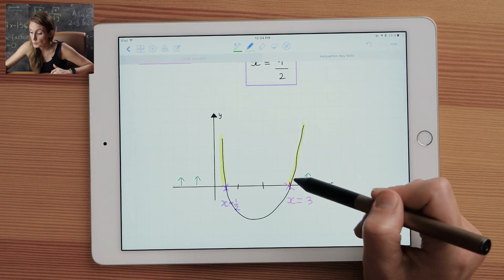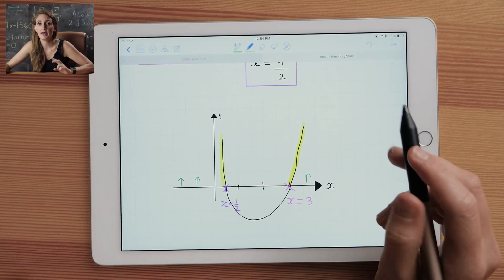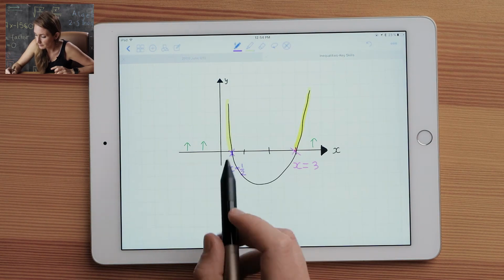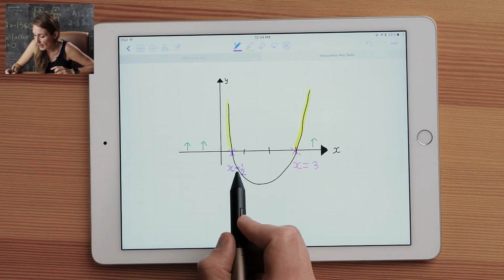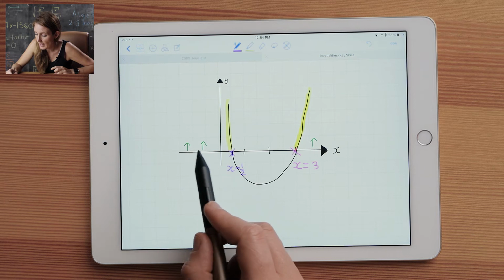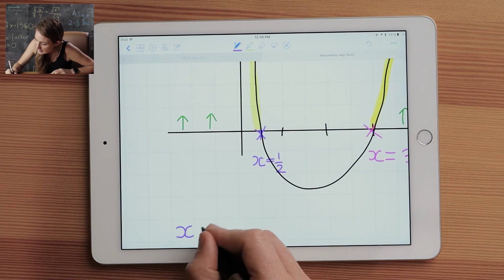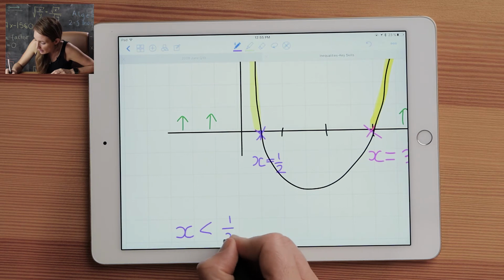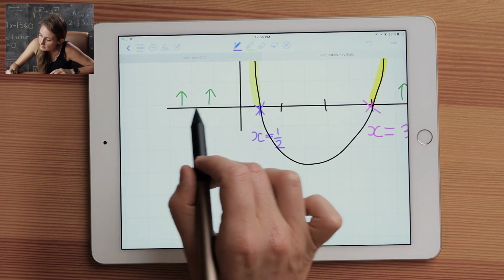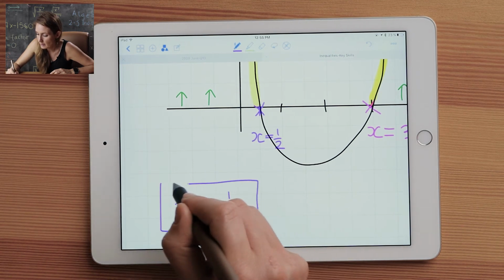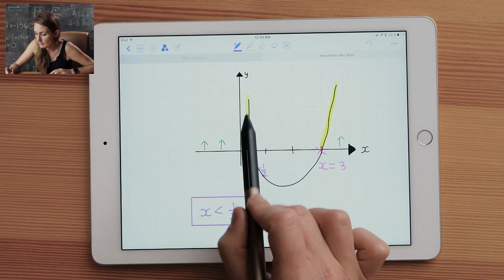Now remember, if you shade two different places, that means you're going to have two different answers. Let's start with the purple answer. We're going to have here x is less than, or to the left of, a half. So we're going to have x is less than a half. Everything to the left, less than, to the left. The two L's are always together. So that's my first solution.